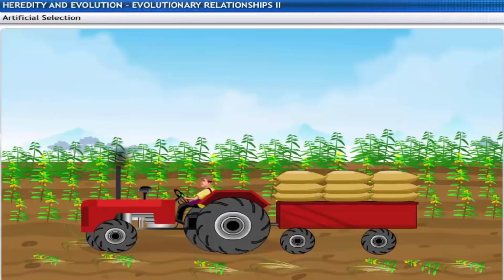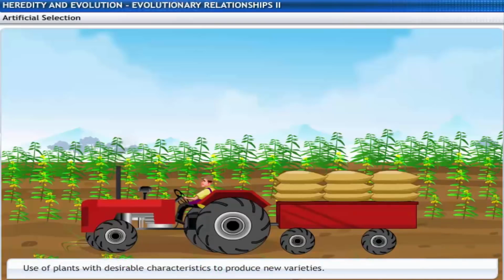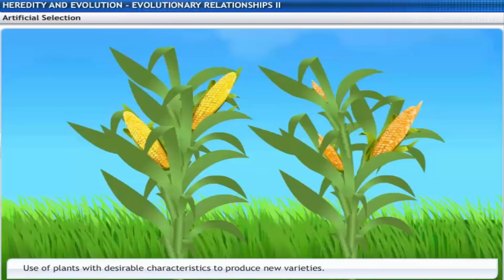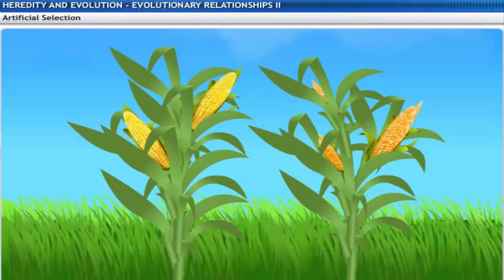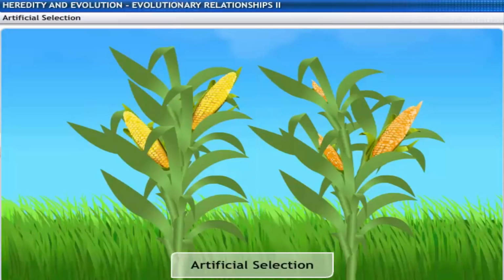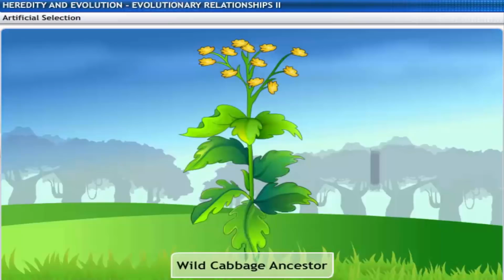There are also many characteristics to prove evolutionary relationships in plants. In the present scenario, farmers use plants with desirable characteristics to produce new varieties by a process called artificial selection. Farmers have descended all these vegetables from the wild cabbage ancestor.